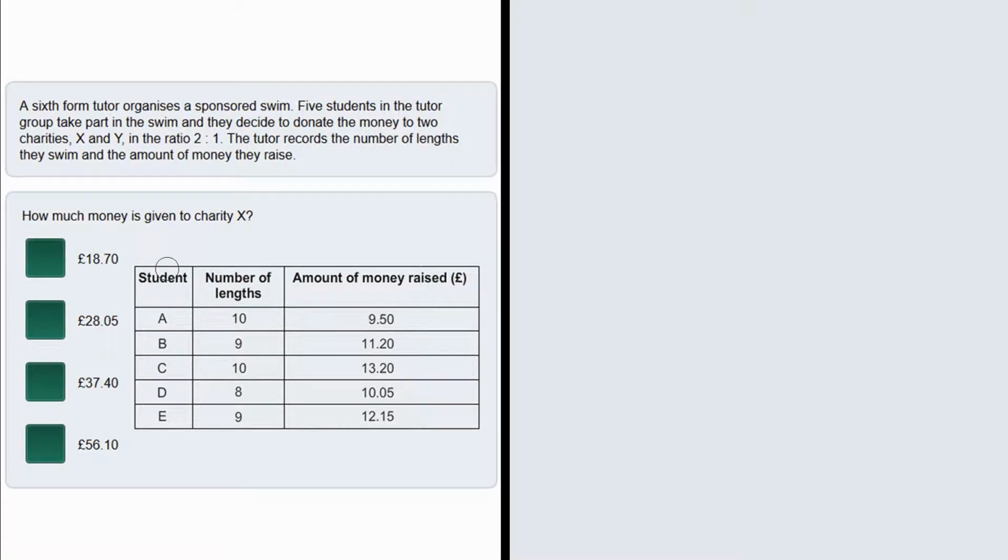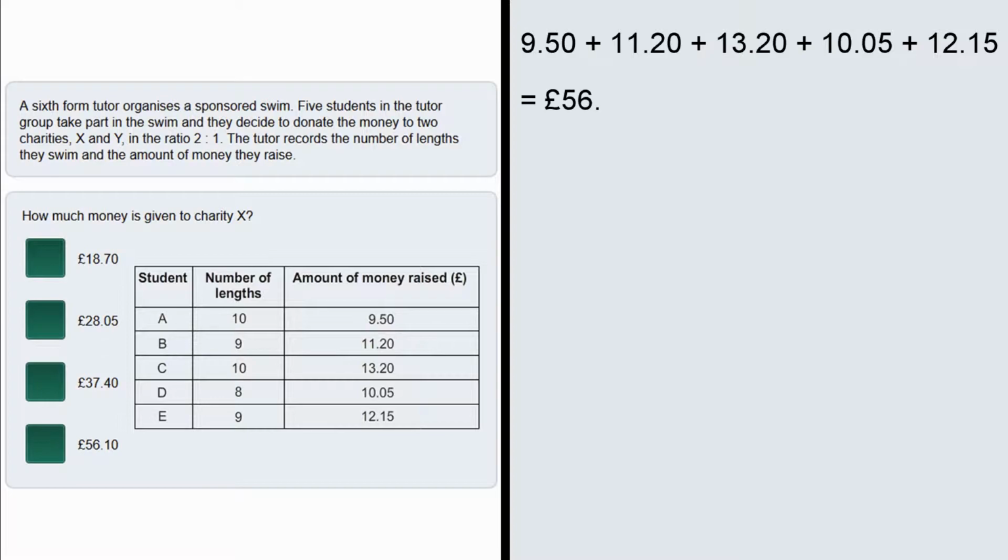And this tells us the number of lengths each student swam and also the amount of money raised. So the first thing we need to do is work out the total amount of money raised. So we need to add up all the values in this column. So we're going to do £9.50 plus £11.20 plus £13.20 plus £10.05 plus £12.15. And if we do that, we get £56.10.